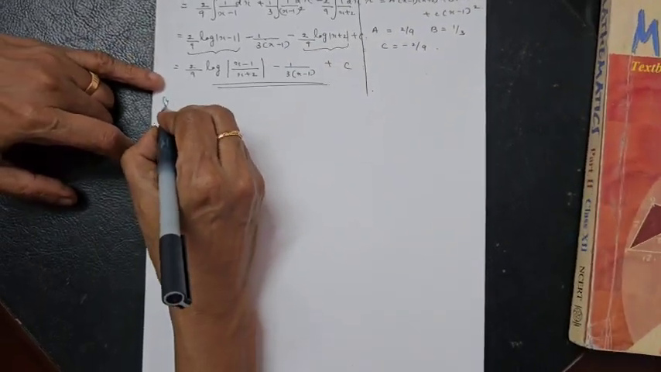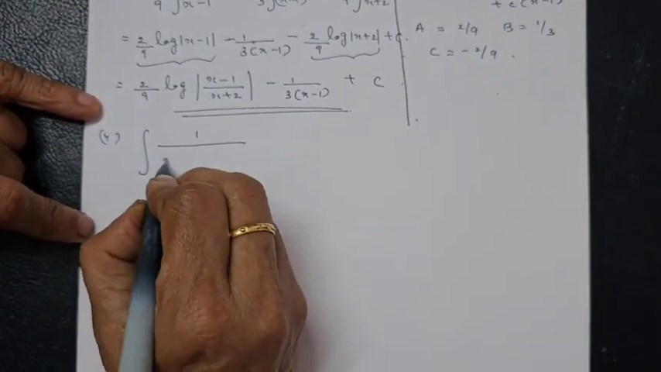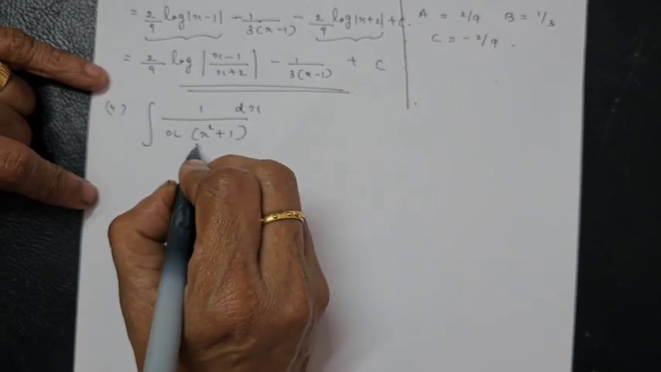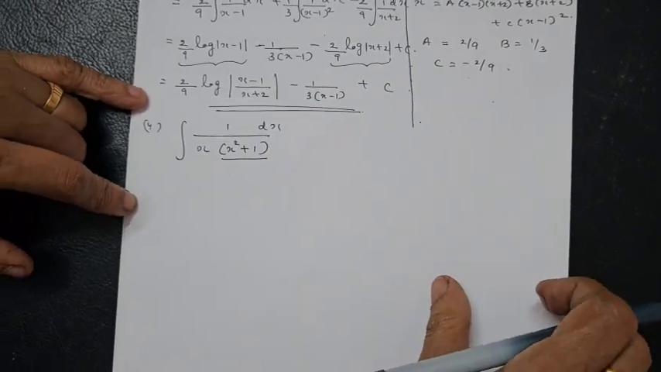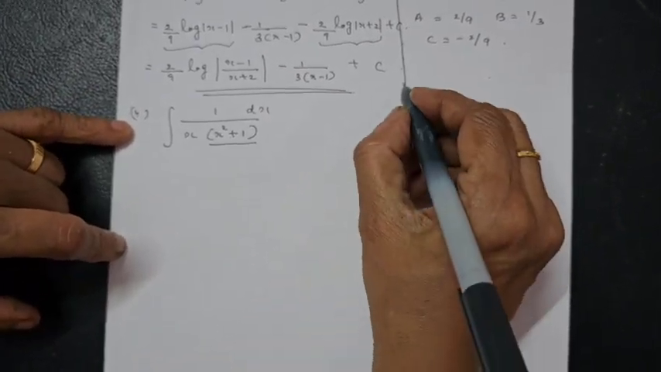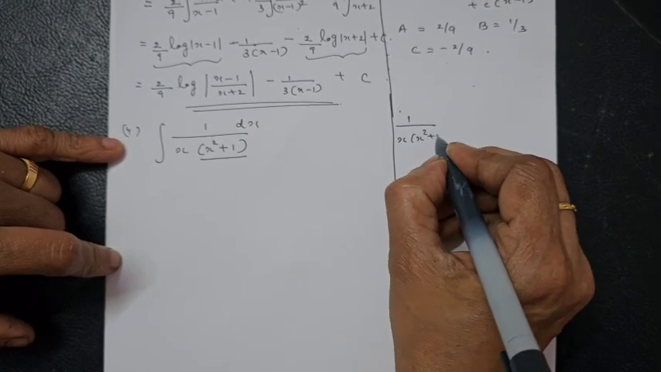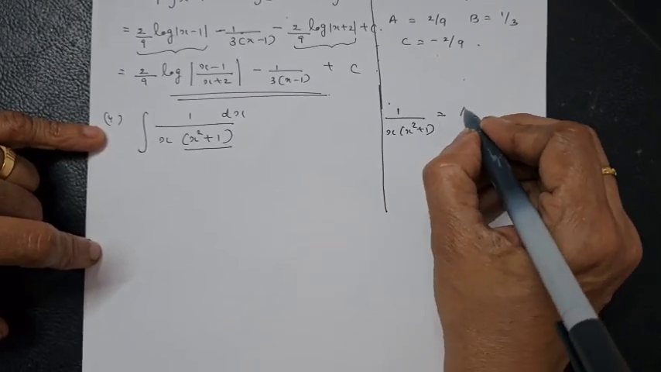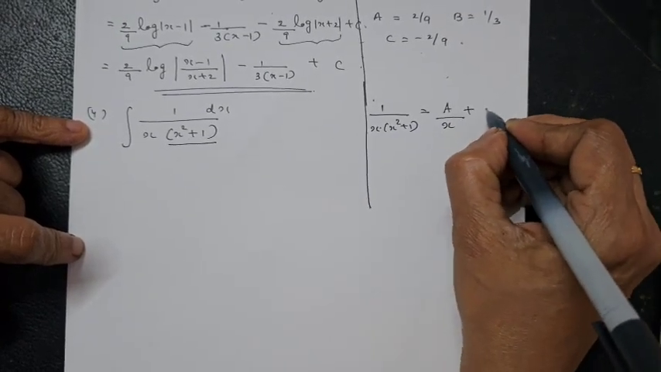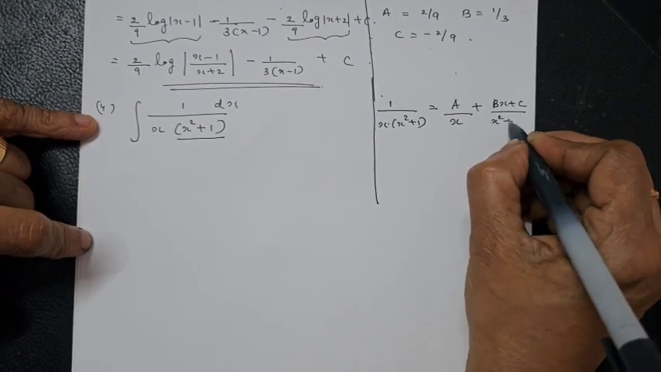And finally, we have the fourth type where the denominator consists of an irreducible quadratic factor. Look at this x square plus 1. It is a quadratic factor which cannot be reduced into linear factors. So in that case, what will we do? We take the function 1 by x into x square plus 1. We resolve it into partial fractions. It is like a by x, the first one x is a linear factor, the second one is a quadratic factor, so bx plus c by x square plus 1.